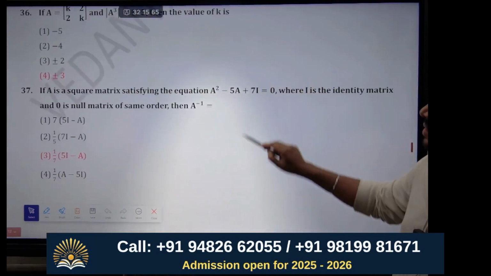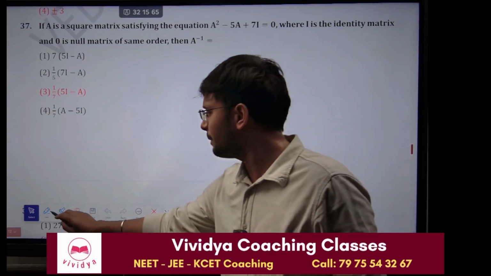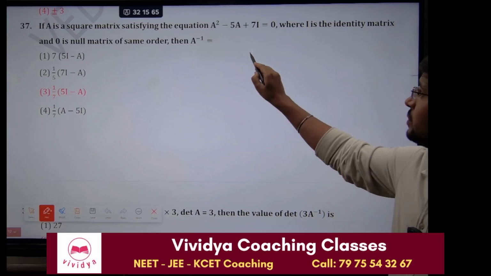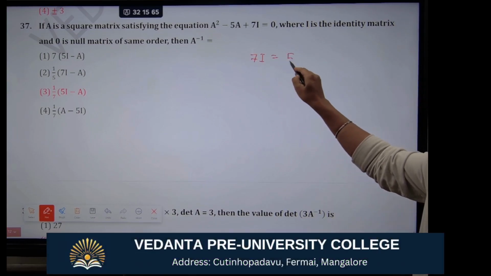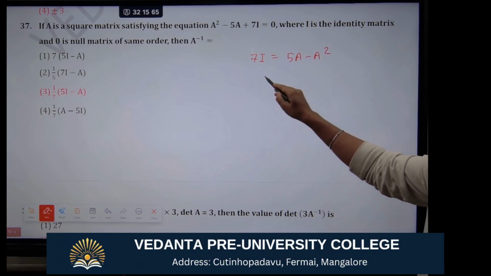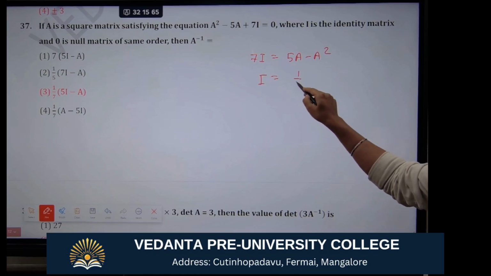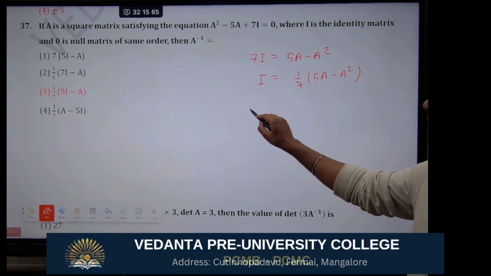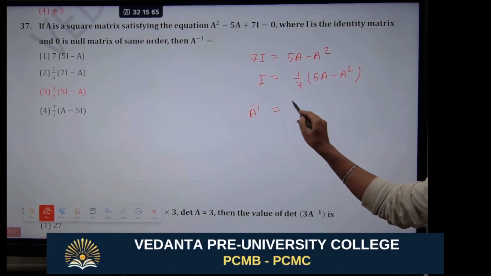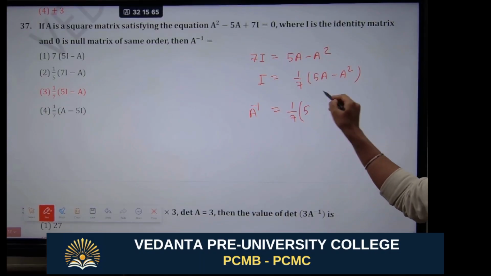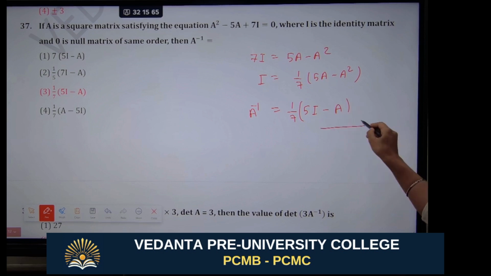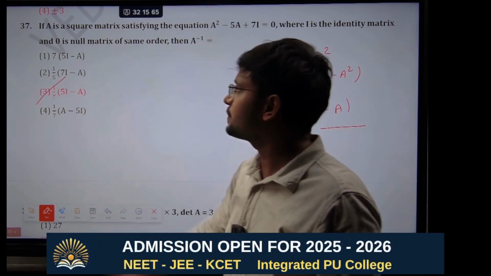So till 36, nothing is there. See, A is a square matrix. This is given. I have to find A inverse. I know that to find A inverse, first you write I is 5A minus A square. So I will be equal to 1 by 7 (5A minus A square). So now multiply A inverse both sides. So A inverse into I will be A inverse times 1 by 7 5. A inverse will go inside. A inverse into A will be I, and this will be A. So option number 3.